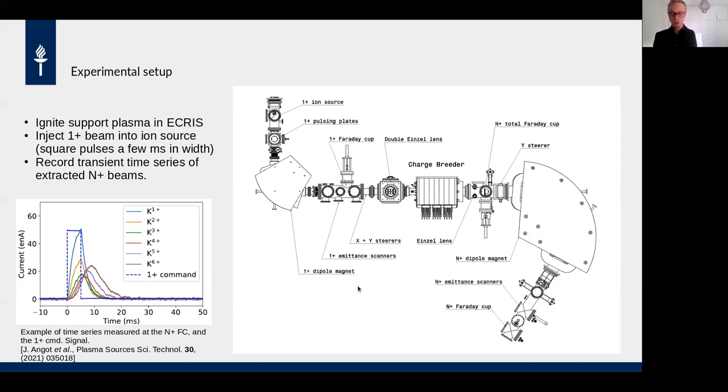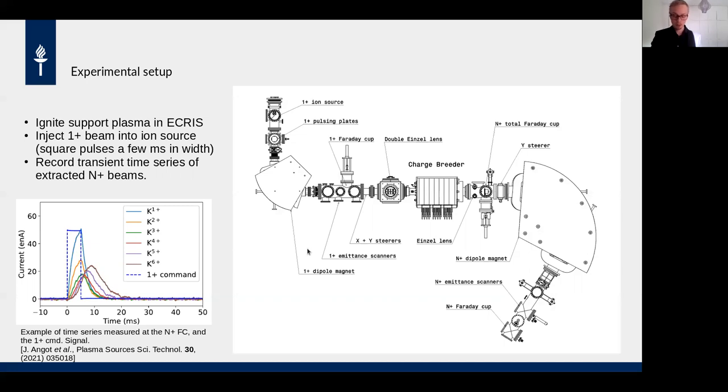So to produce measurable beam current transients, we first ignite a support plasma in the ion source, pictured here. The support plasma needs to be chosen in such a way that its extracted CSD won't overlap with the transients we wish to measure. Because of this, the easiest support gas to work with is probably helium or hydrogen. But with adequate resolving power, one could theoretically use any support gas.